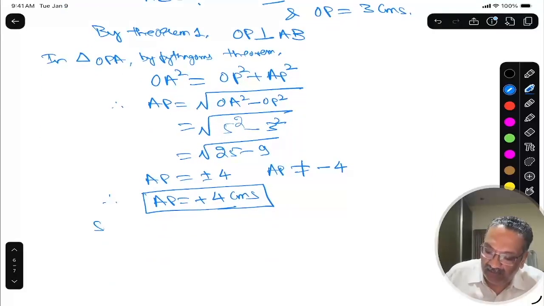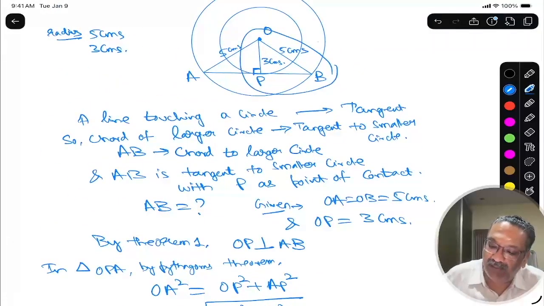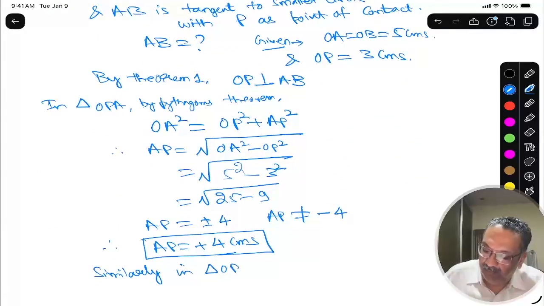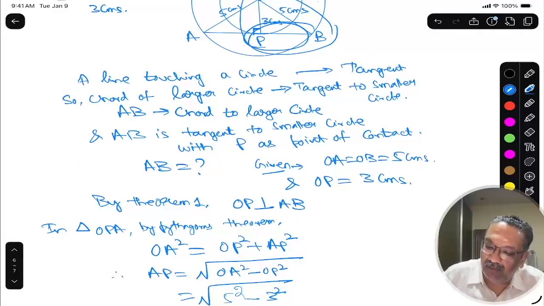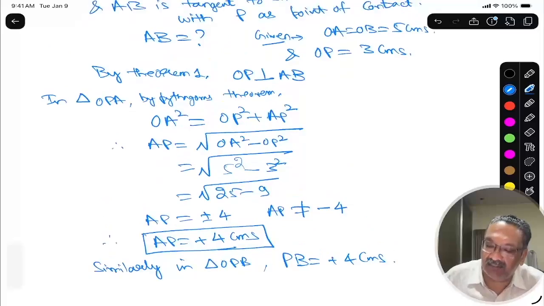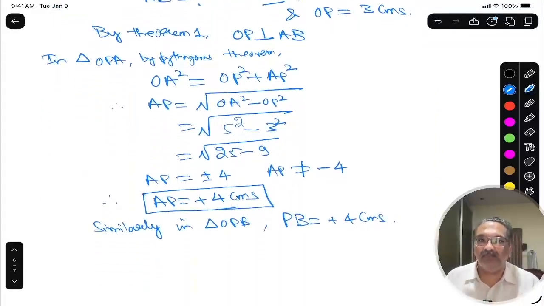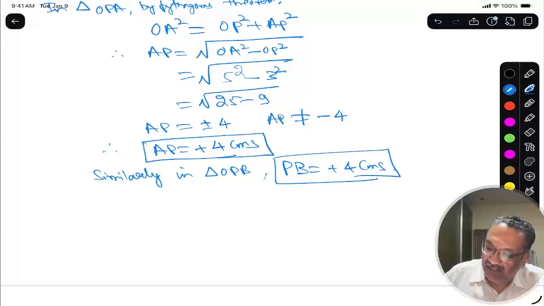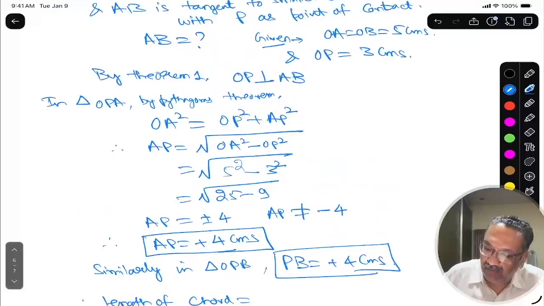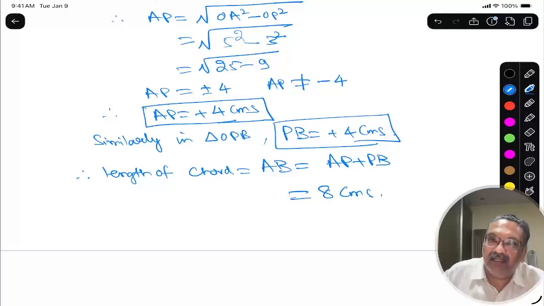Similarly, both the triangles are congruent. If you take triangle OPB, in triangle OPB this PB will be equal to nothing but AP, which is plus 4 centimeters. The dimensions are the same: this is 5 centimeters, this is 5, and 3 centimeters is common. If you apply Pythagoras theorem, PB comes to be 4 centimeters. Therefore the length of the chord AB is equal to AP plus PB, which is equal to 8 centimeters. That is the answer.